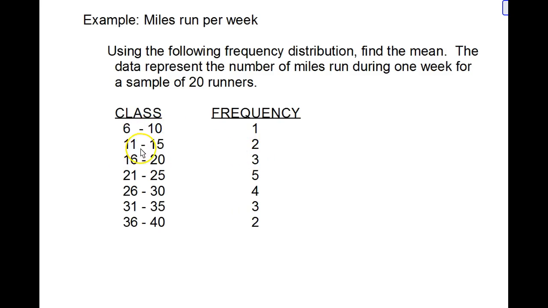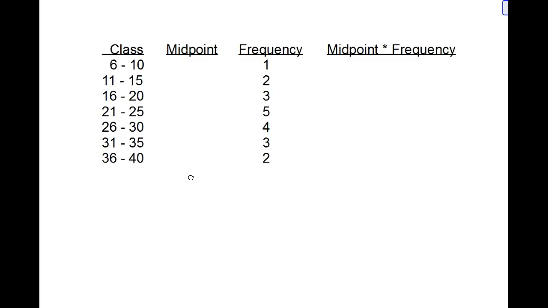Same thing happens with the 11 to 15 class. We have 2 of them. They could both be 11s, they could both be 15s, one could be an 11, one could be a 15. We don't have a clue. And so that's why we can approximate this. But how we have to approximate it is first find those midpoints. And it's much easier if you set it up in a table like this, having the class, then the midpoint, and the frequency, and remember we have to take the midpoint times the frequency. If you have a table set up like this, the calculation of the mean will be much simpler.